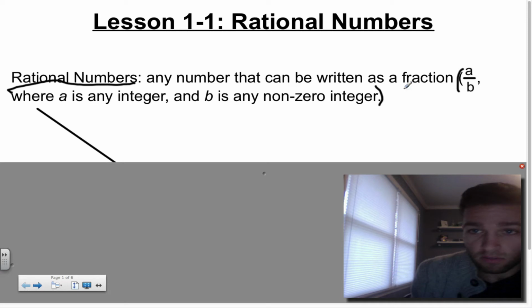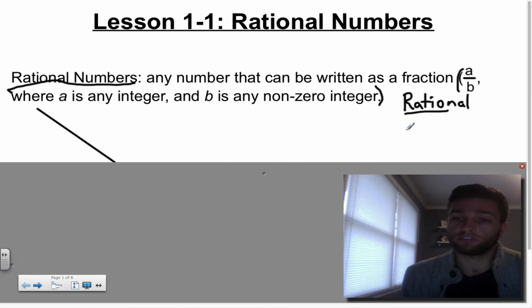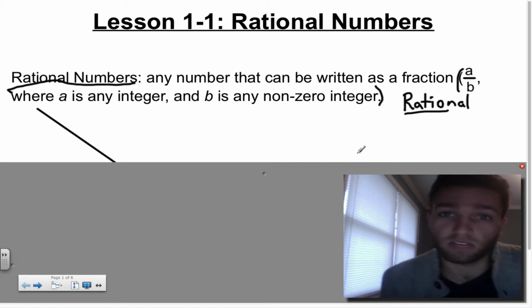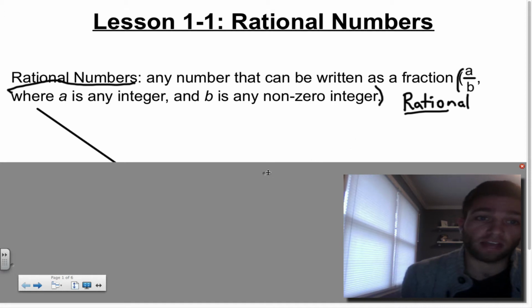And if you look at the word rational, just in case no one's ever told you this before, the first part of it is ratio, and as you know, a ratio is a comparison of two numbers that one of the ways you can write it is as a fraction. So that's kind of where rational comes from.